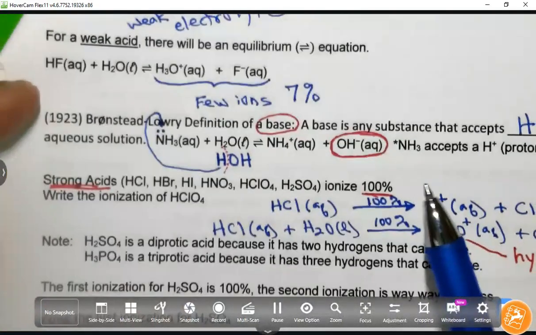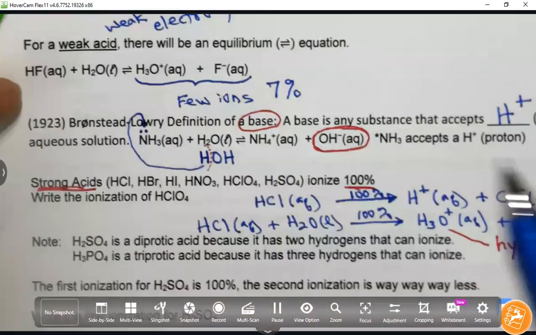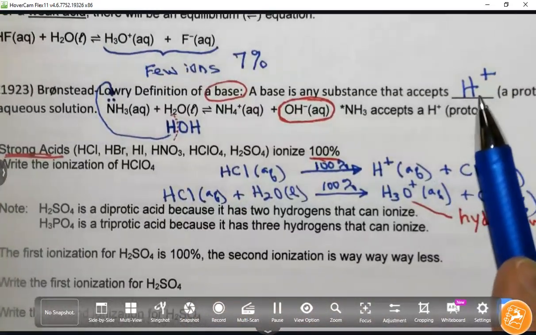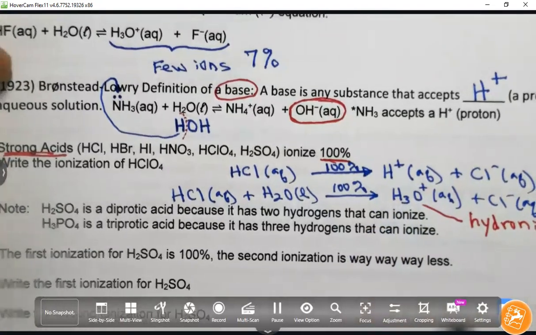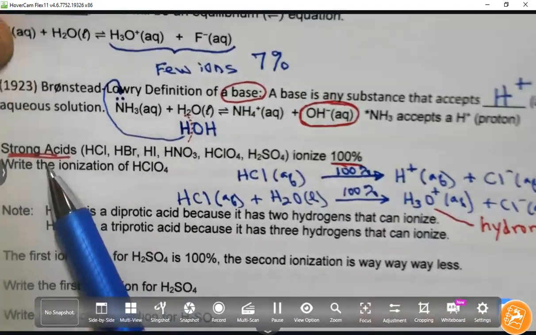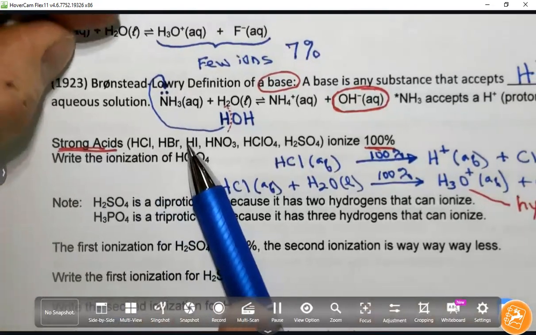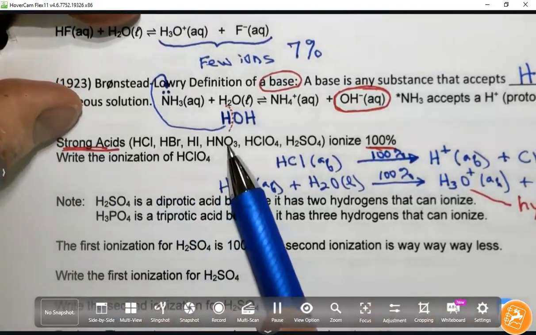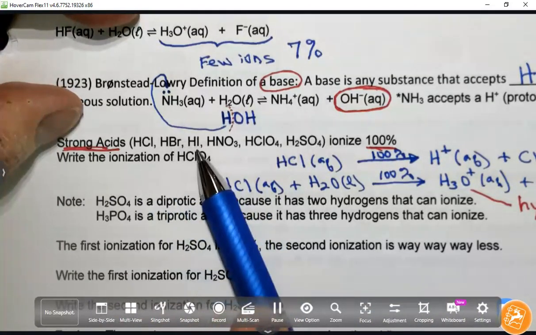We know that acids are going to produce H3O plus or H plus. We know bases are going to produce OH minus. Strong acids: HCl, HBr, and HI. You just got to memorize those three, HCl, HBr, and HI.